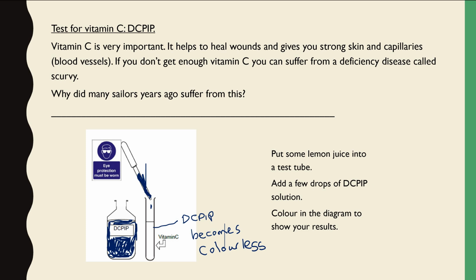And you can actually do this test to quantify how much vitamin C is there. The more DCPIP that becomes colourless, the more vitamin C that there was in the solution. So if you wanted to compare different foods to see how much vitamin C was in there, you'd be able to do that using DCPIP.